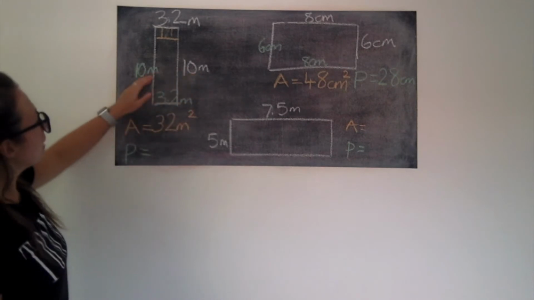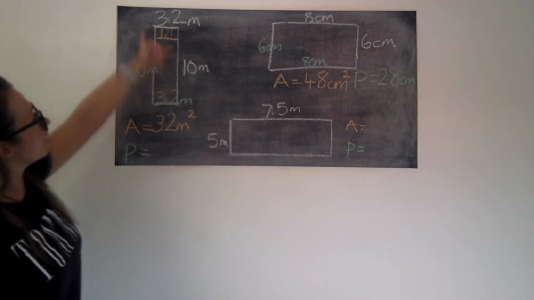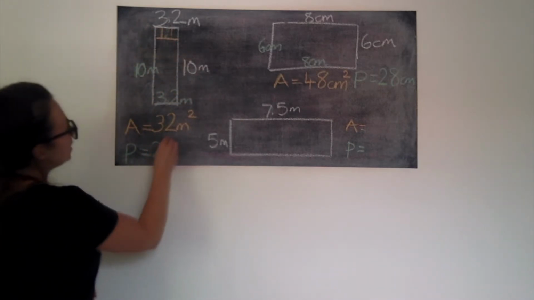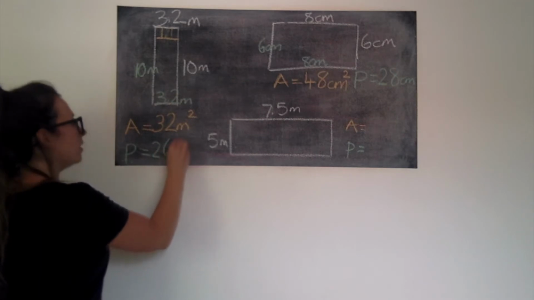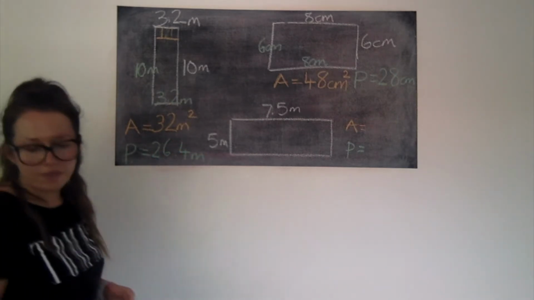So 10 on 10 gives us 20, 3.2 and 3.2 gives us 6.4, and then add them all together gives us 26.4 metres. Okay? And then the last one.